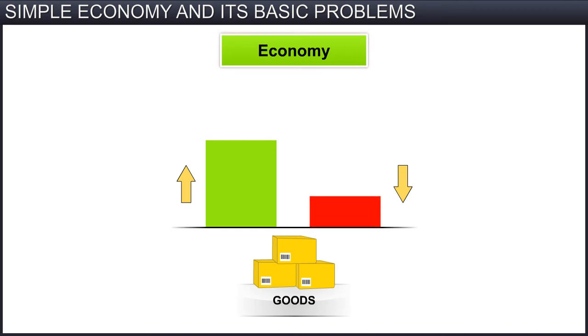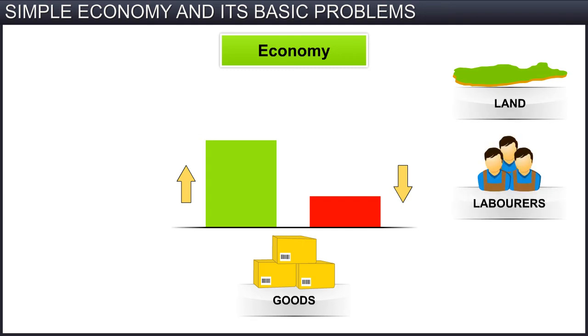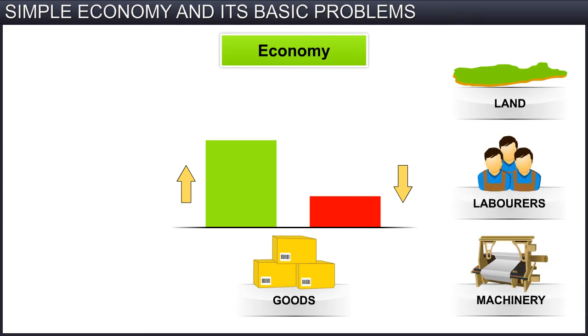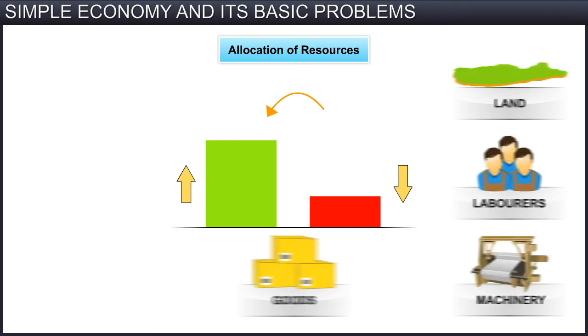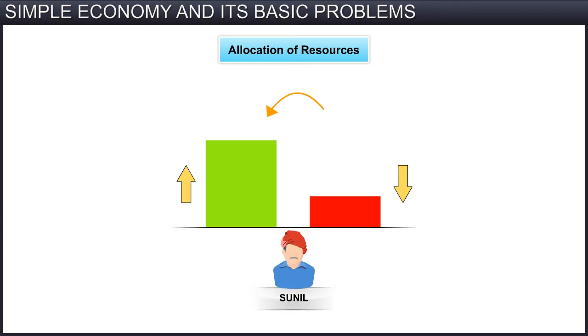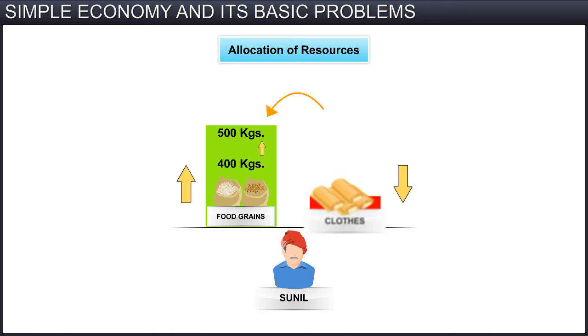For this, an economy has to move or transfer some resources, like land, labourers, and machinery, from production of one good to another. This is known as allocation of resources. In the case of our four friends, for Sunil to increase production of food grains from 400 to 500 kilograms, some of the resources need to be shifted from the production of clothes and allocated to him.